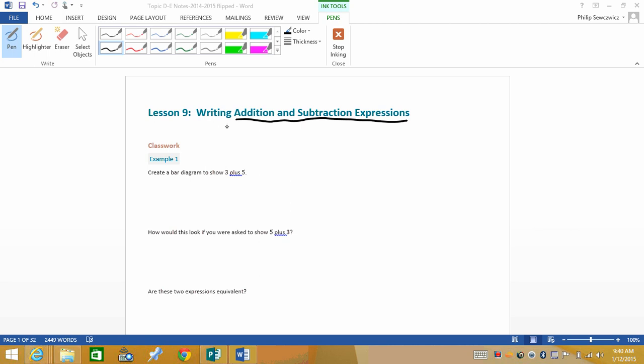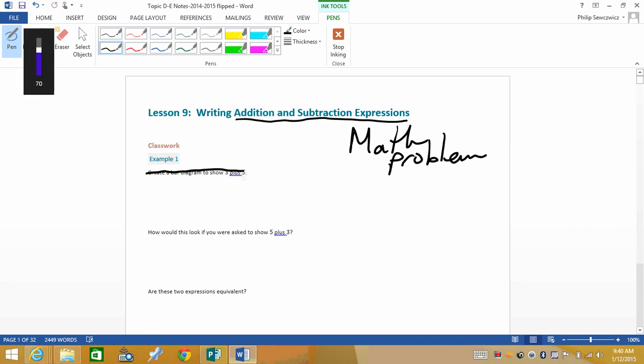All right, so today we are writing addition and subtraction expressions. Now that word expression, just keep in mind all that means is it is a math problem. So yeah, we're writing addition and subtraction math problems out here. So we're going to ignore that first part, not worry about your diagram there. Go back to your basics. We'll fill this in just because, well, it's straightforward there.